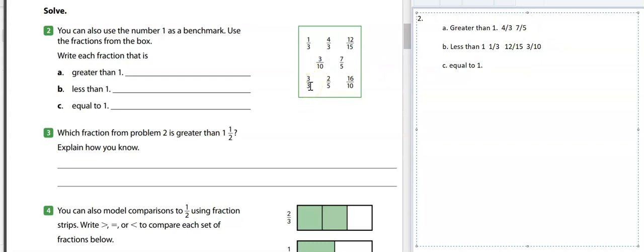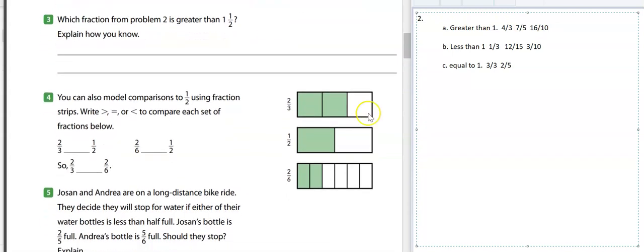3 over 3. When I have the same number over itself, or a like fraction, 3 over 3 is the same as what, boys and girls? 1. Good job. So that means it's going to be equal to 1. 2 over 5. That will be less than 1. And 16 over 10, that is what, boys and girls? Good job, an improper fraction, which means it needs to be turned into a mixed number, and that will make it greater than 1. Let's move on.